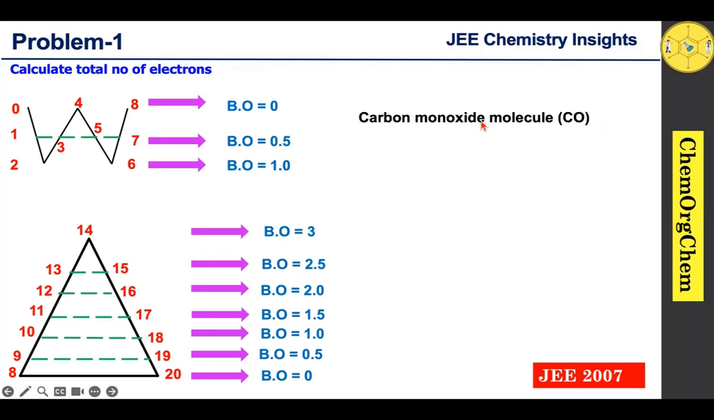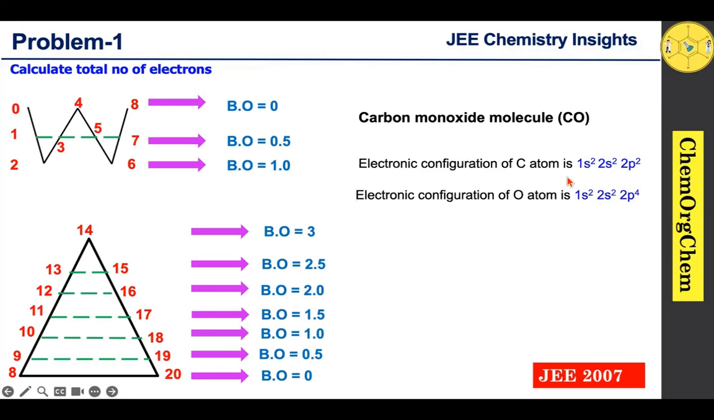Let's calculate the bond order of carbon monoxide. You should write down the electronic configuration of the carbon atom and the oxygen atom. Now you calculate the total number of electrons, which is 14. So 14 means you should use this second diagram. Here you see 14 total number of electrons, which means the bond order is 3.